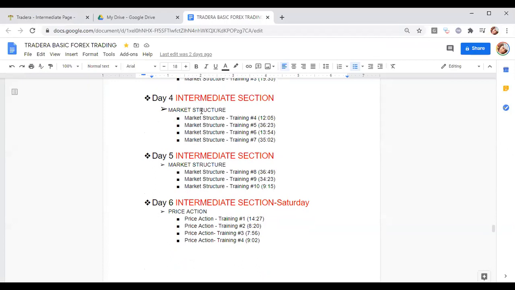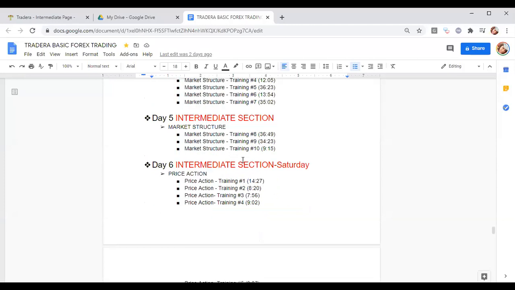Okay, market structure. We're going to get into a lot of market structure. I'm telling you, it's the meat and potatoes of trading. If you understand market structure, it's going to bring so much value to your trading. As you can see, we've got it tomorrow and we're going to have it on day 5 too. So make sure you're here so you can get a complete understanding of what's going on.